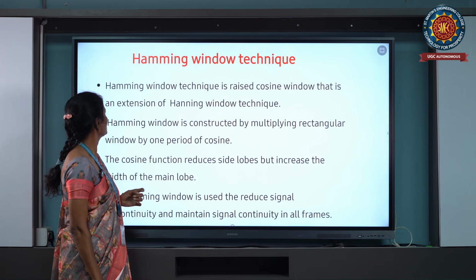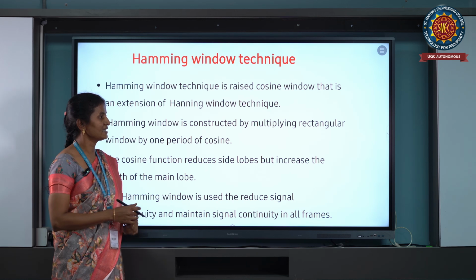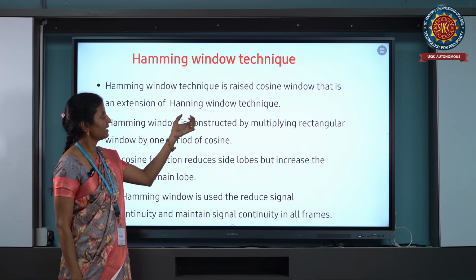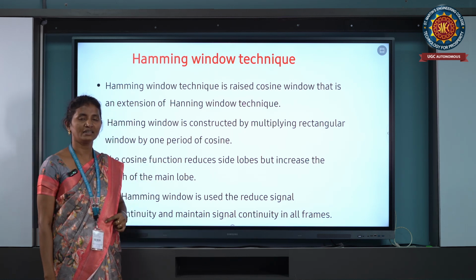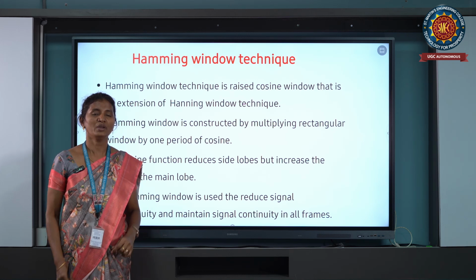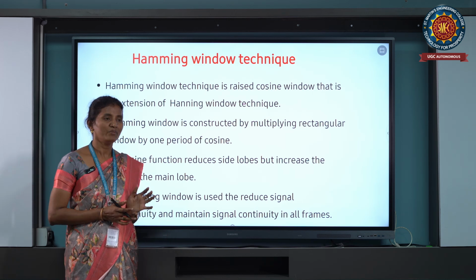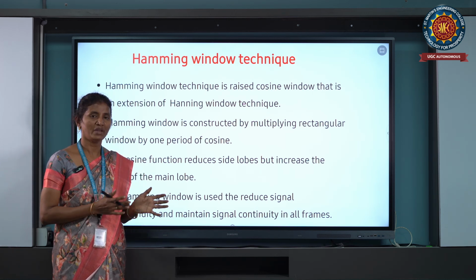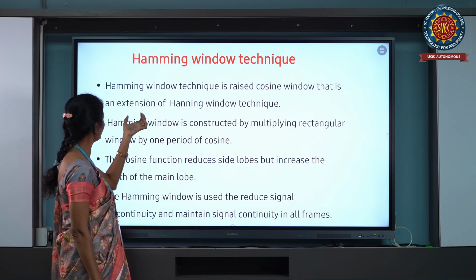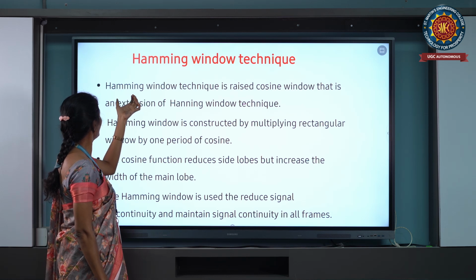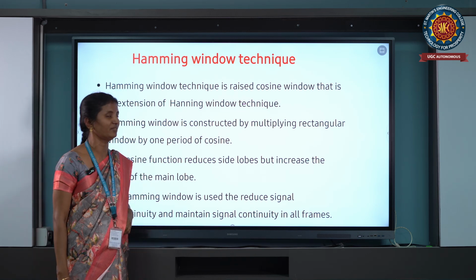Hamming window technique. What is the Hamming window technique? It is a raised cosine form, a raised cosine window, that is an extension of the Hanning window. The Hanning window has the minimum side lobe width and maximum main lobe width. In the Hamming window, the side lobe is lower and it has a minimum main lobe width. The Hamming window technique is raised cosine form, an extension of the Hanning window technique.